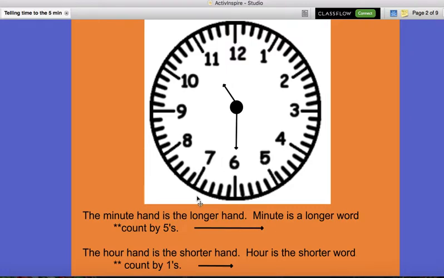Now the minute hand is the longer hand, and we skip count by 5s. So notice we have marks here, 2, 3, 4. If we get to the 1, that's 5 minutes, 10 minutes, 15, 20, 25, 30, 35, 40, 45, 50, 55. And when we get to the 12, it's 0, or what we call o'clock.